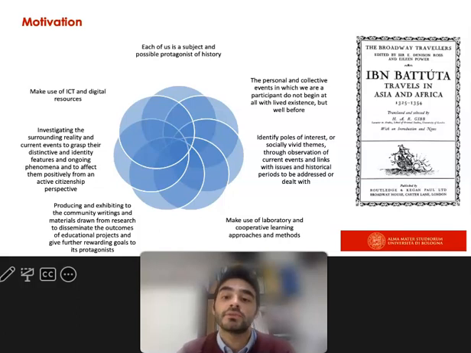Investigating the surrounding reality and current events to grasp their distinctive and identifying features and ongoing phenomena and to affect them positively from an active citizenship perspective. Make use of ICTs and digital resources, while being aware that the good use of educational technologies depends more on the creativity of the teacher than on the application itself, and that therefore the learning process will always depend on the objectives and the methodologies pursued by the teacher.